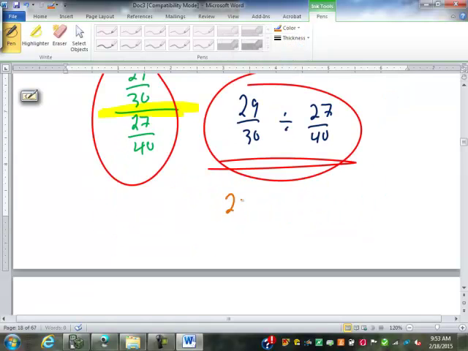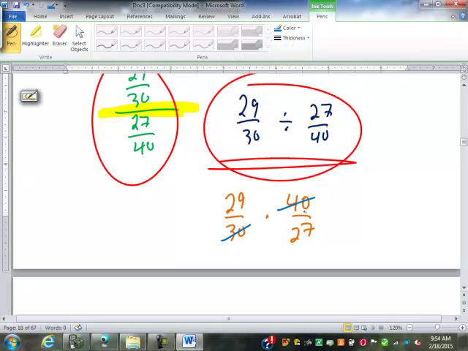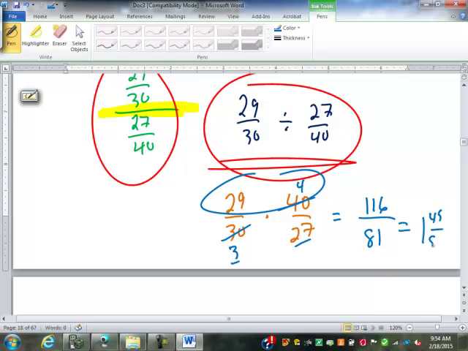The 29 30ths is going to stay. Times, it'll be 40 over 27. Both the 29 30ths and the 40 over 27 can be reduced by 10 to give us 3 and 4. 29 times 4 is 116. 3 times 27 is 81, which gives us 1 and 45 81sts.